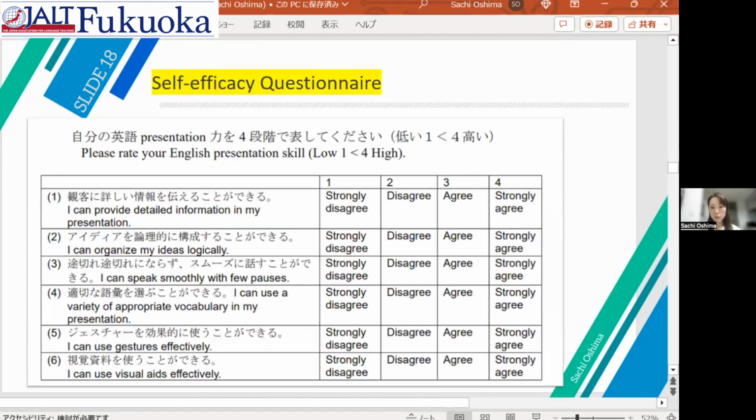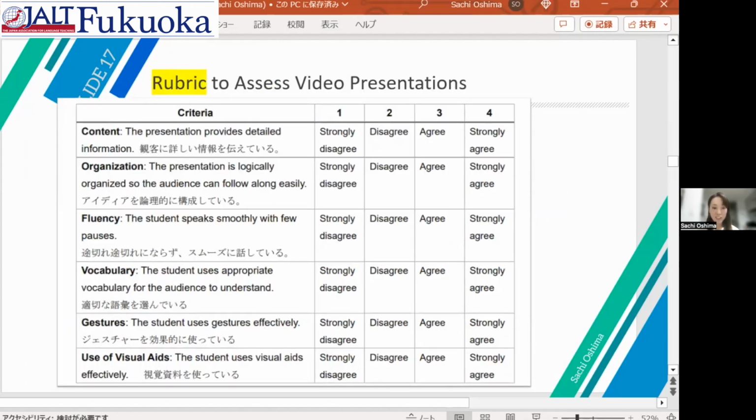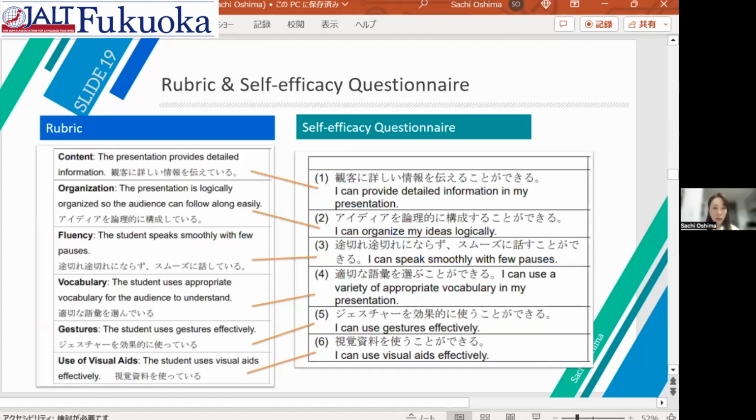And the self-efficacy questionnaire is a kind of can-do statement. And you might notice that these six "I can do something" statements are totally related to the rubric. Yes, it is. I intentionally made the rubric and the self-efficacy questionnaire related to each other. Okay.